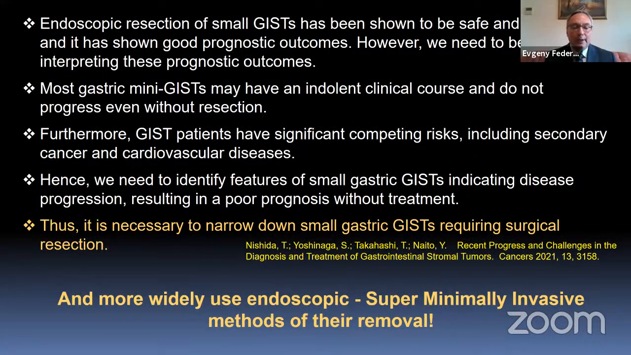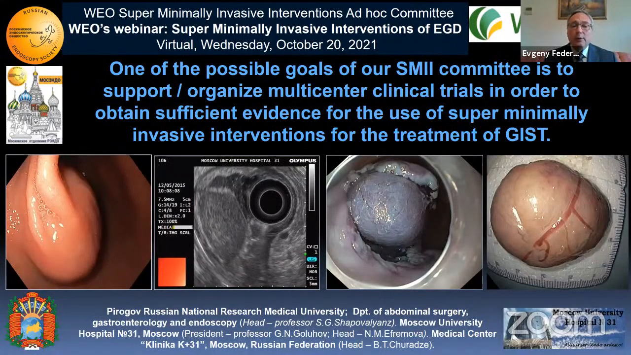And I agree completely that thus it is necessary to narrow down small gastric GISTs requiring surgical resection. And I would like to add from my side, and more widely use endoscopic superminimally invasive methods of their removal instead of just waiting and looking. So it seems to me that one of the possible goals of our superminimally invasive committee is to support and organize multi-center clinical trials in order to obtain sufficient evidence for the use of superminimally invasive interventions for the treatment of GIST. Thank you very much for your attention.